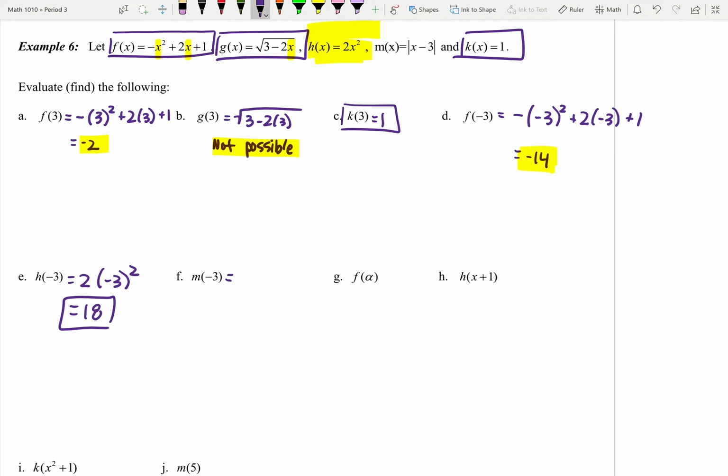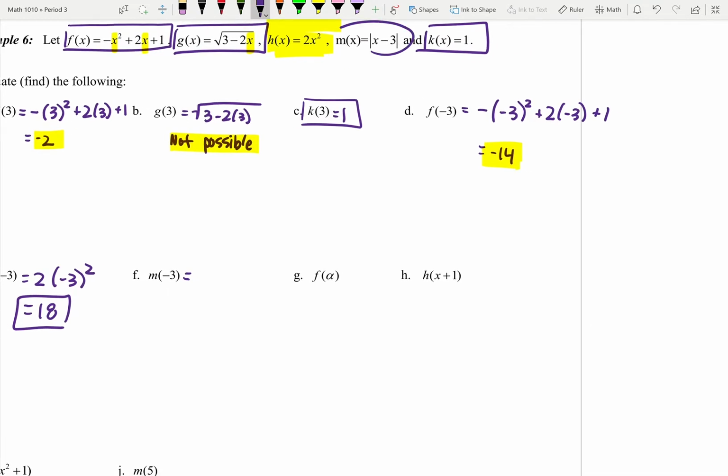M of negative 3. Here's your m of x right there. So go absolute value, negative 3 minus 3, close it. Now, one bummer is this calculator does not have an absolute value button. So you have to remember how to do it, okay?